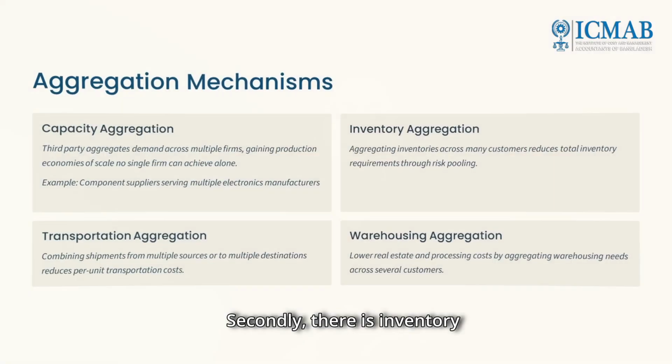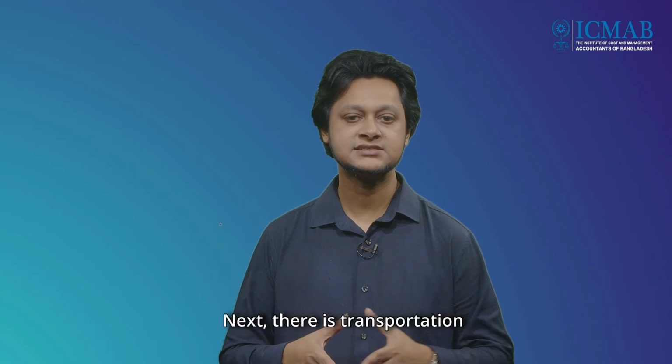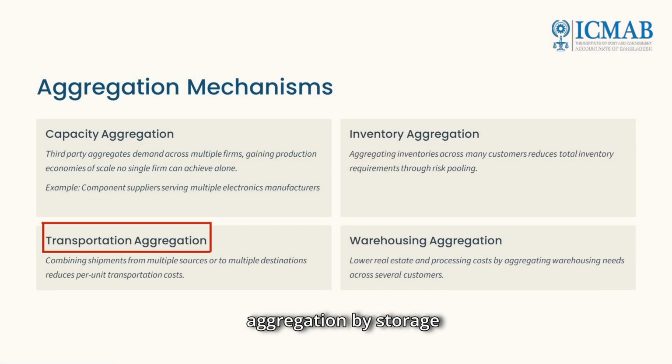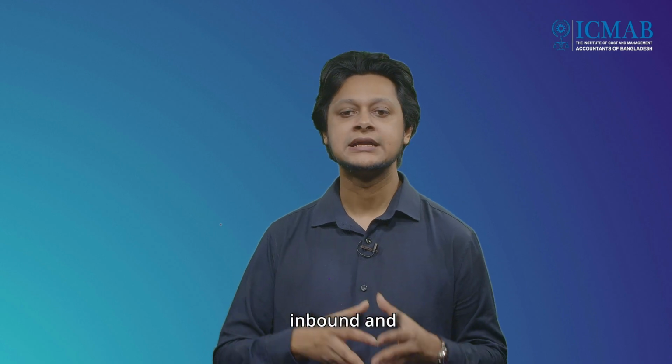Secondly, there is the inventory aggregation mechanism. A third party can increase the supply chain surplus by aggregating inventories across a large number of customers. Next, there is the transportation aggregation by storage intermediaries mechanism, where a third party that stores inventory can also increase the supply chain surplus by aggregating inbound and outbound transportation.